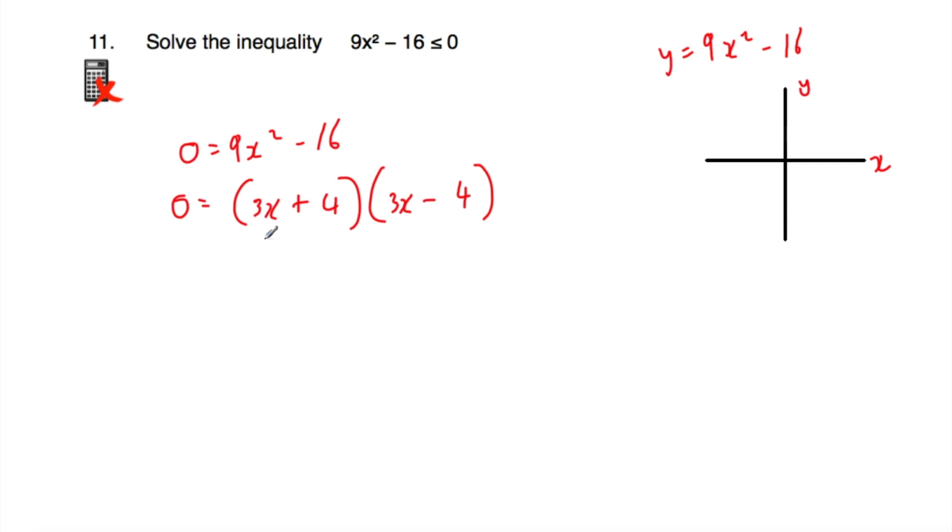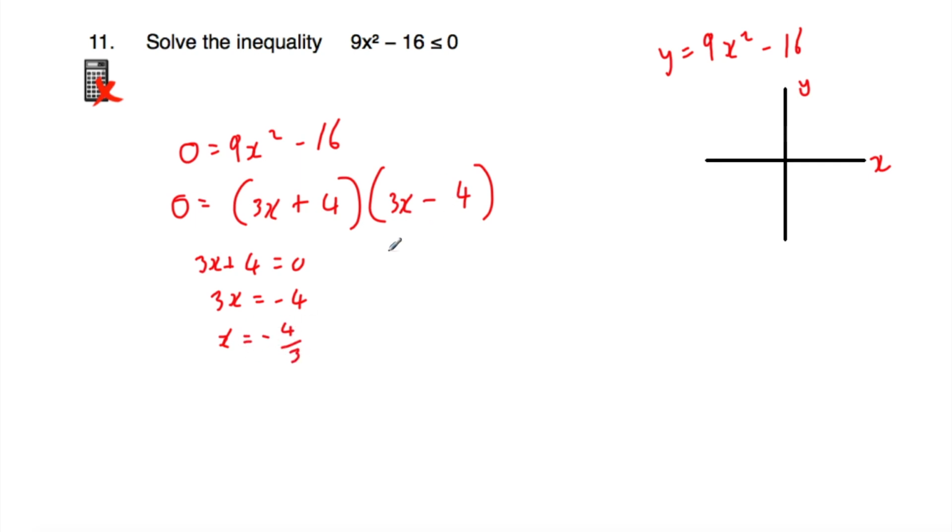So here, either this bracket is equal to 0 or this bracket is equal to 0. Let's start off with this bracket: 3x plus 4 equals 0. Take away 4 from both sides, which gives us 3x is equal to minus 4. Then divide both sides by 3, which gives us x is equal to minus 4 thirds. So that's one particular value of x.